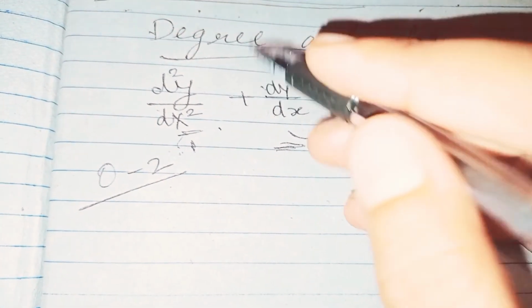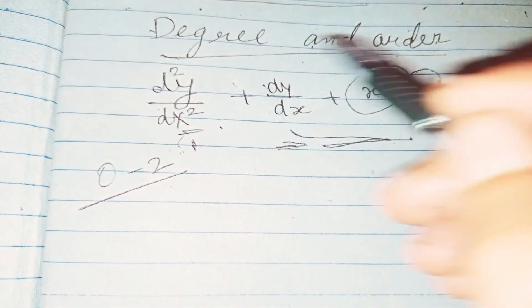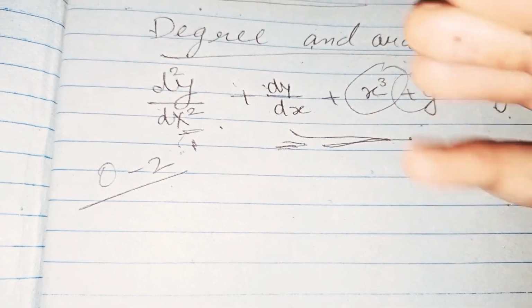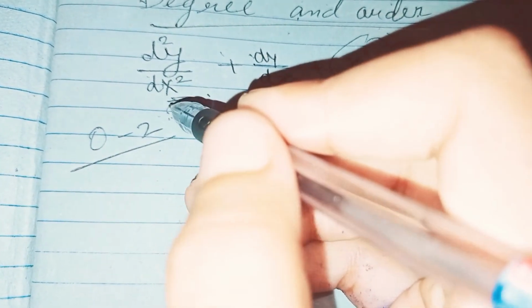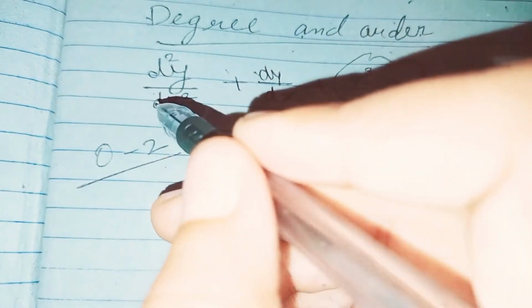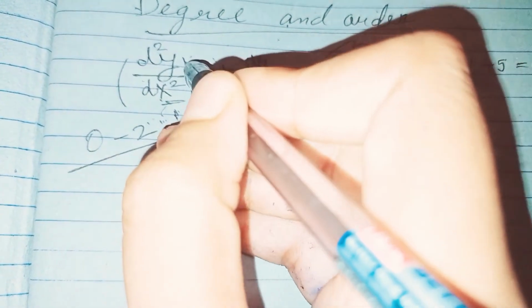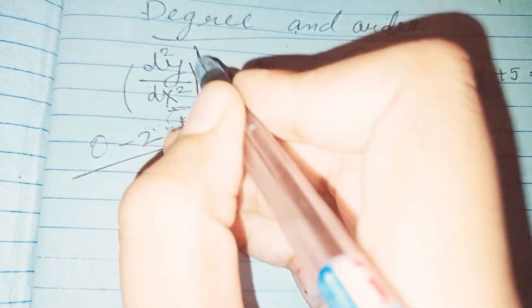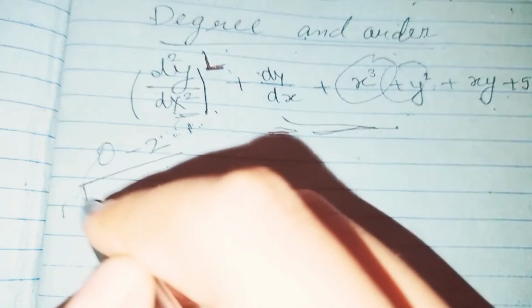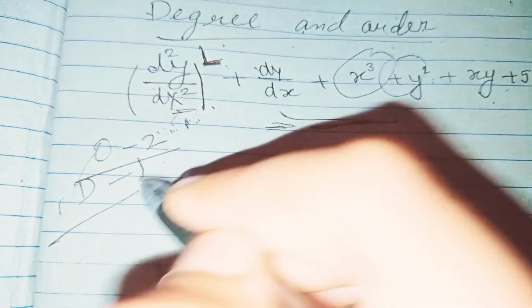Now what is the degree of it? Degree and order are related terms. Order means the highest differentiated form, here differentiated 2 times, so with respect to that only we are going to find the degree. Here the power of it is 1, so its degree will be 1.